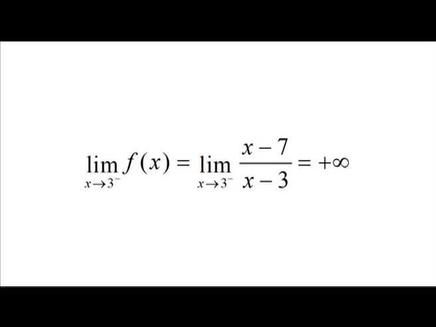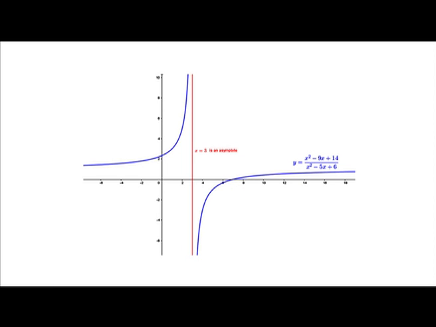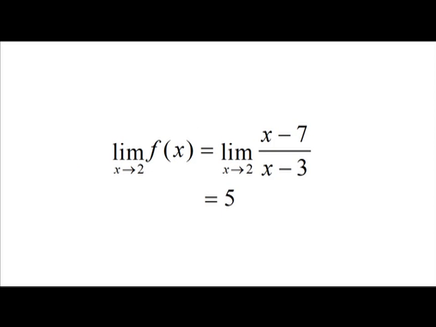Also from the observation that limit x goes to 3 minus f of x is equal to limit x goes to 3 minus (x minus 7) by (x minus 3), which is equal to plus infinity, it follows that x equal to 3 is a vertical asymptote. Hence, the line x equal to 3 is an asymptote both from left and right. But x equal to 2 is not an asymptote, as limit x goes to 2 f of x is equal to limit x goes to 2 (x minus 7) by (x minus 3) is equal to 5.